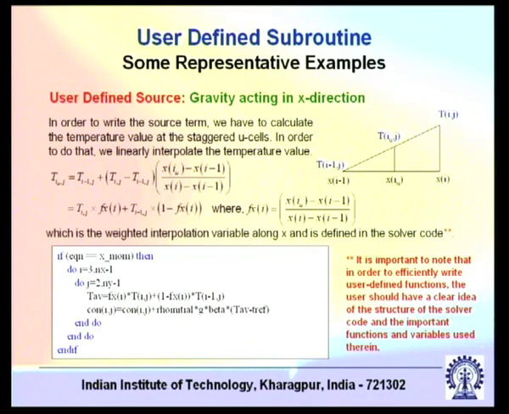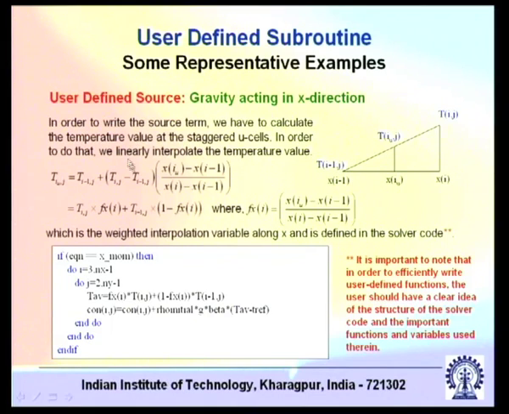Whatever it is, you have to keep one thing in mind. If you are using a staggered control volume, what is the challenge here? You have the temperature solved at the main grid points, whereas you have to specify the x momentum source term at the staggered location. So you have to interpolate the temperature at the staggered control volume location as a function of the temperature at the main grid points. That is what we are doing in this example.